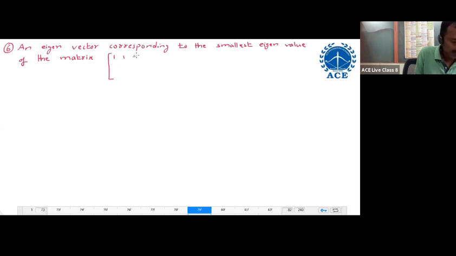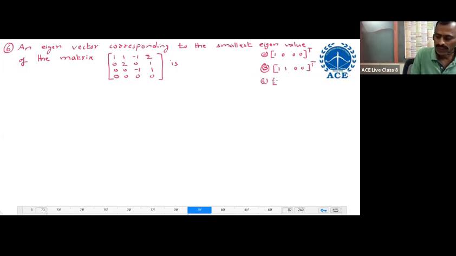with rows 1 1 minus 1 2, 0 2 0 1, 0 0 minus 1 1, 0 0 0 0 is: option A, (1 0 0 0) power t; option B, (1 1 0 0) power t; option C, (1 0 2 0) power t; option D, the eigenvector is (minus 1 2 2) power t.